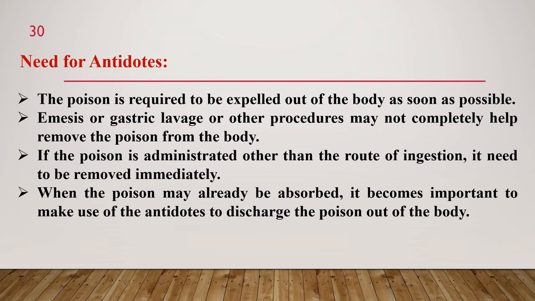Need for antidotes. The poison is required to be expelled out of the body as soon as possible. Emesis or gastric lavage or other procedures may not completely help to remove the poison from the body. If the poison is administered other than by the route of ingestion, it needs to be removed immediately. When the poison may already be absorbed, it becomes important to make use of antidotes to discharge the poison out of the body.